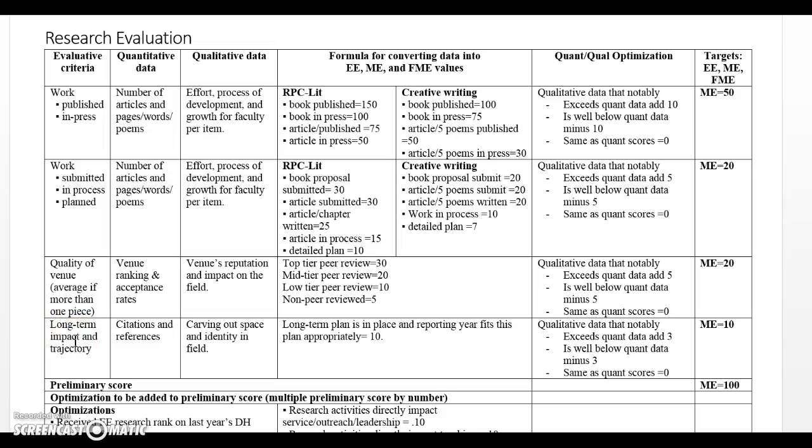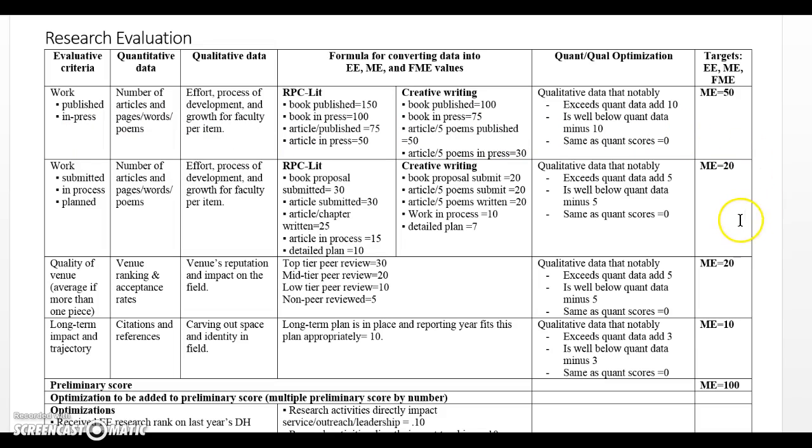Now, unlike the teaching where all four categories had the same weight of 25, I assigned different weights for these categories. So I assigned 50% of the weight on work published. And I went back and forth on that. Kelly and I went back and forth. I think Kelly wanted a little lower here and a little higher there. I went back to 50-20 because I think it can add up. But anyway, half of your evaluation for that year will be on work published.